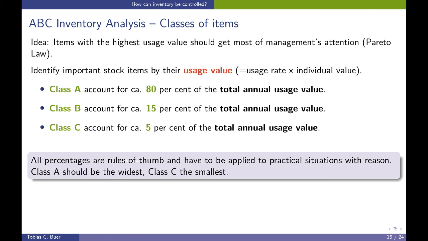However, the precise class boundaries are not a law that they always have to be 80, 15 and 5. It is much more advisable to adjust these boundaries to the specific situation of the company. So you could also deal with 60% for A, 30% for B and 10% for C items. But A should be those items with the highest annual usage value and C with the lowest annual usage value.